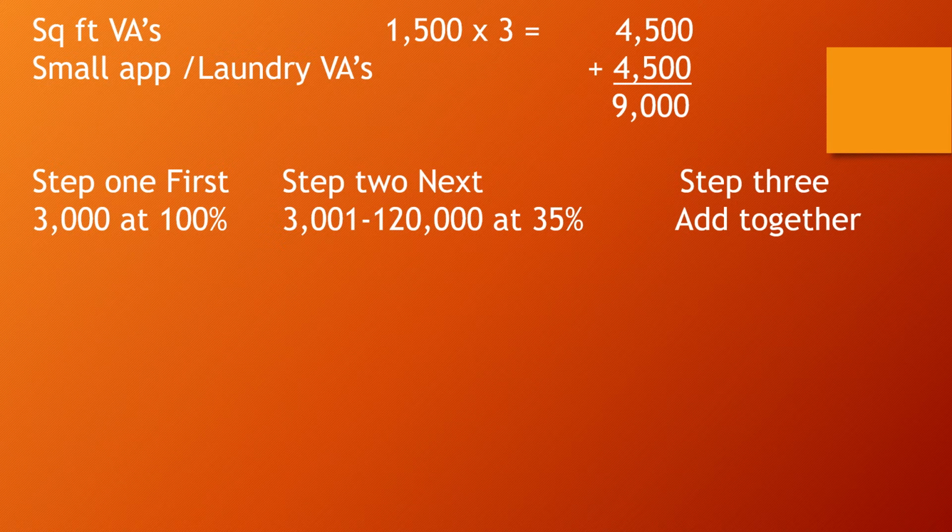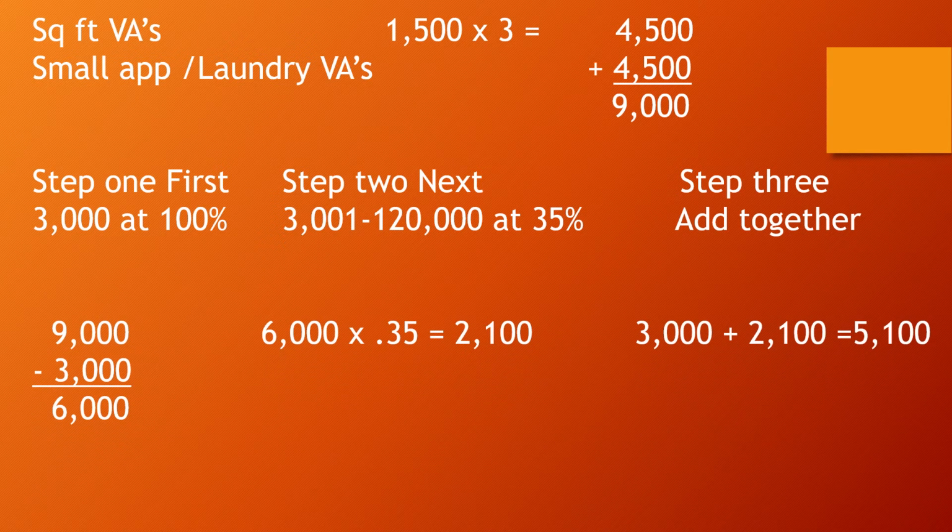Now we need to do our demand factors for the first portion of our load calculation. So step 1, we have the first 3,000 at 100%. Step 2, we do the next 3,001 up to 120,000 at 35%, which is going to allow you to do another 117,000 total at this 35%. And then step 3, we're going to add those back together.